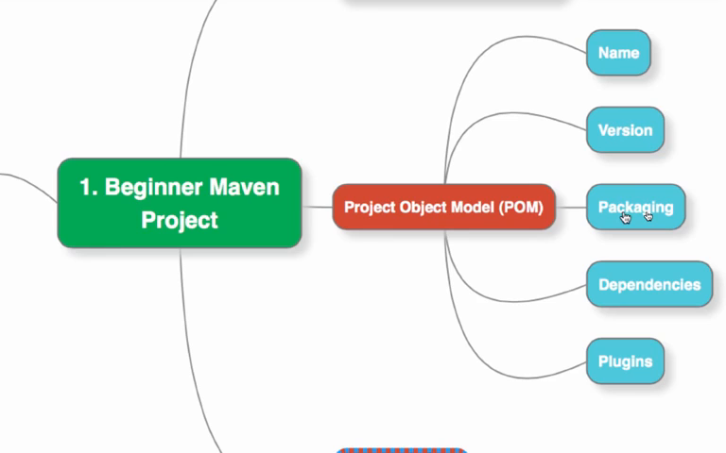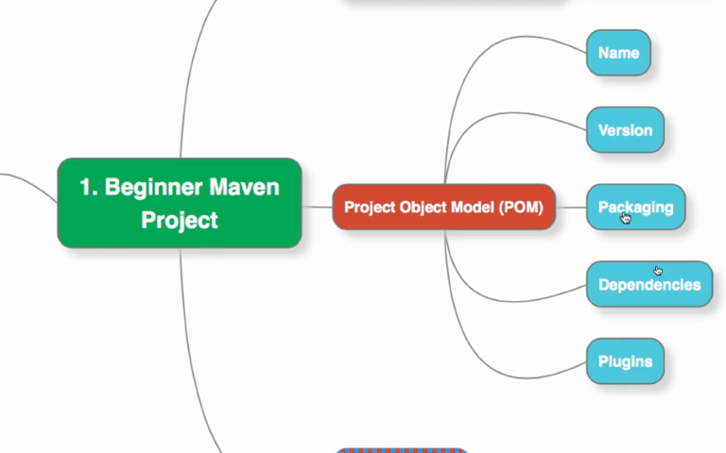Packaging is nothing but how I would want to deliver my project. Whether it's a jar, whether it's a web application and then it's a WAR. If it's an enterprise application, it's an EAR. So packaging defines what kind of a deliverable that we want to give. Whether it's a POM, an EAR, a jar or a WAR.